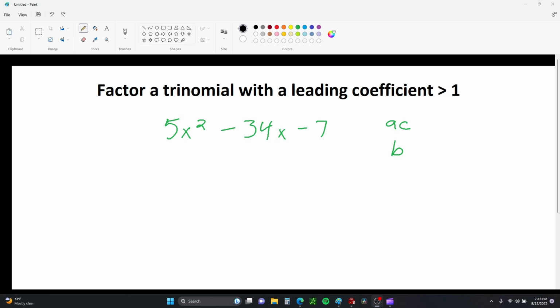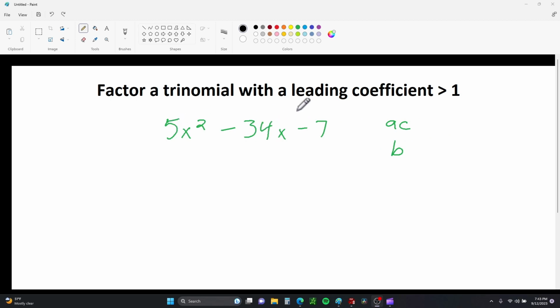When I want to factor a trinomial where the leading coefficient is greater than 1, here it's 5, one of the methods we can use is called the AC method or the ACB method. The AC method states that the coefficient of the first term times the constant on the end would have to equal B, which is the coefficient of the middle.